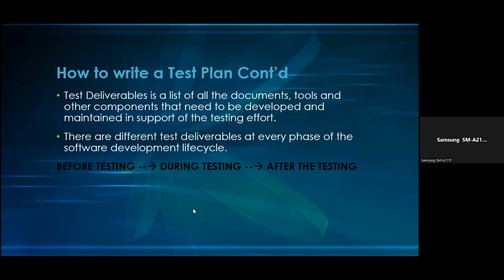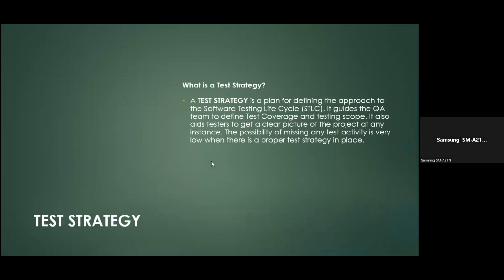So there are various phases at every level. Different test deliverables are expected. In UAT to be different, test to be different, prod, there are different expectations. So it could be before testing, during testing, after testing, different phases. So that takes us to test strategy. What is test strategy? A test strategy is a plan for defining the approach of the software testing lifecycle.